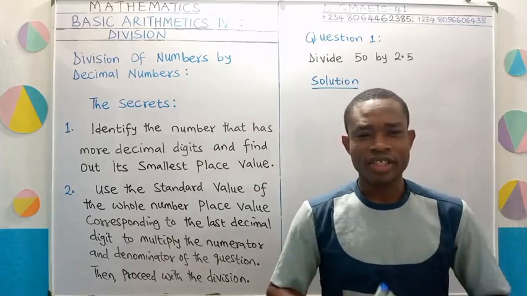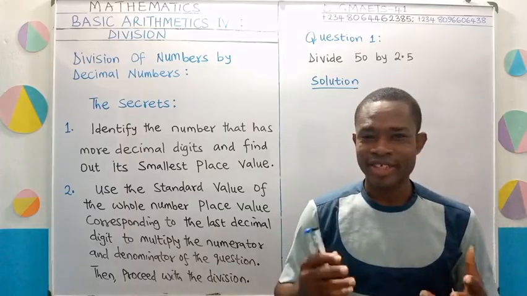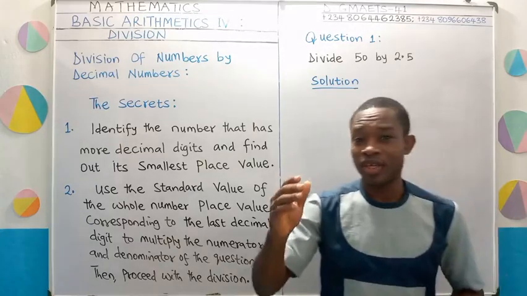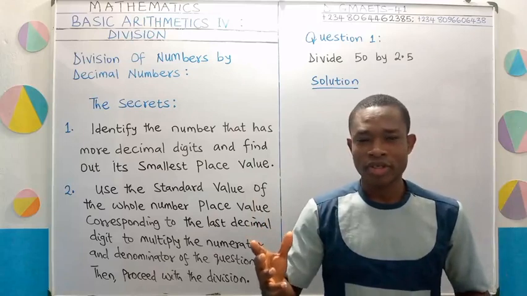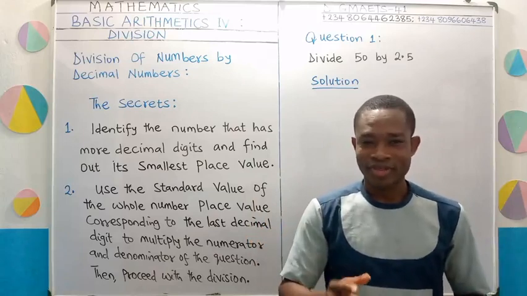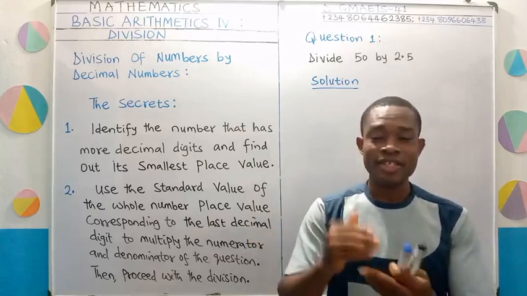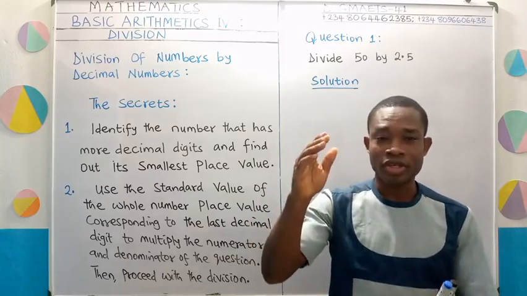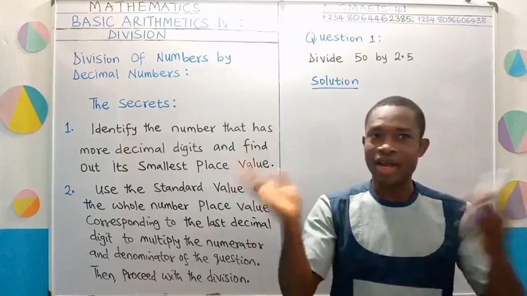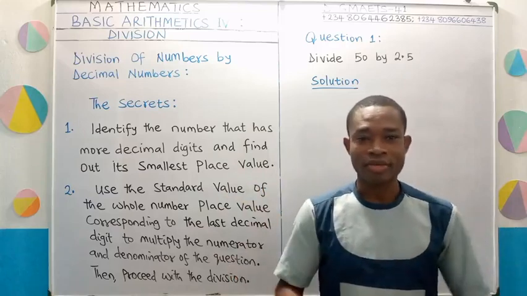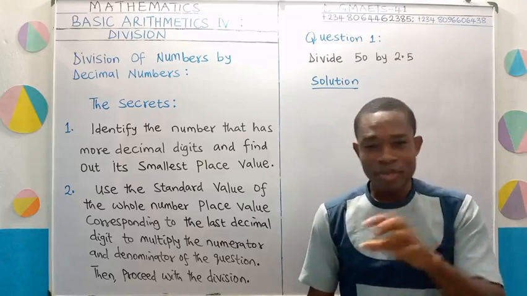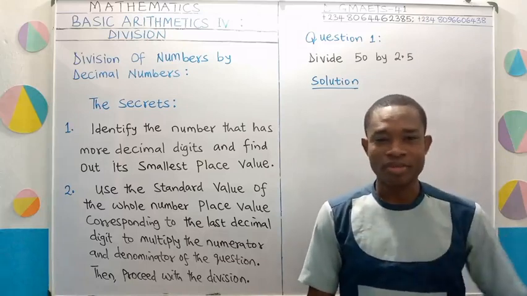Have you ever divided a number by a decimal number? The number you're dividing could be a whole number or it could be a decimal number. But the point is that you are using a decimal number to divide it, which means that the numerator can be any type of number, like a whole number or a decimal number. But my interest is the denominator. The denominator must be a decimal number.